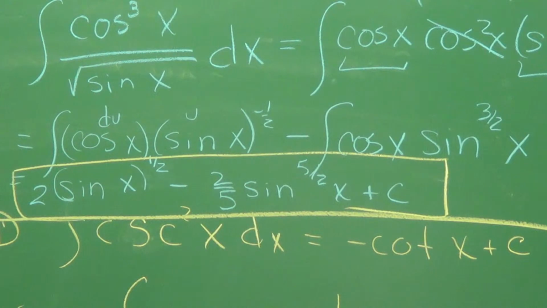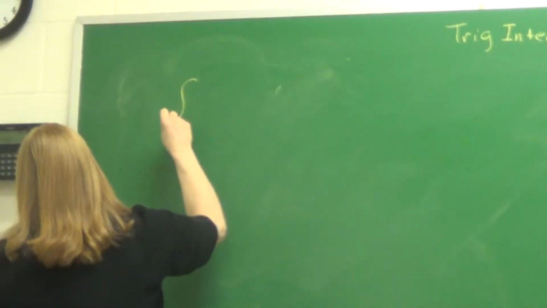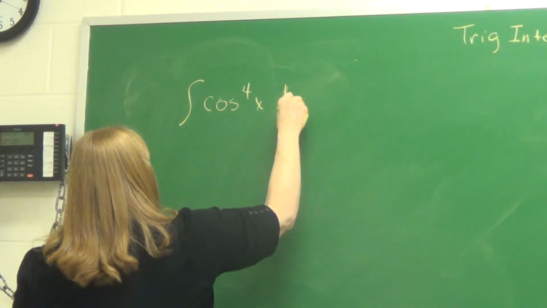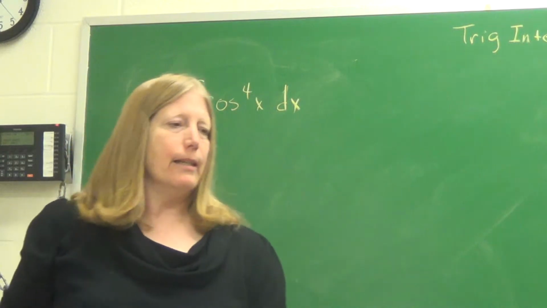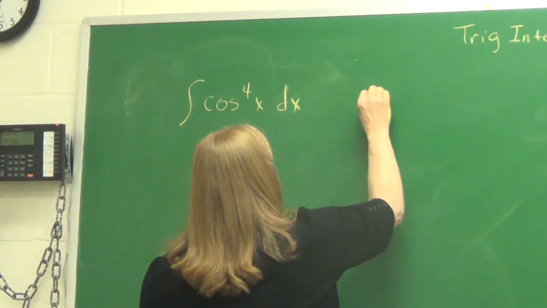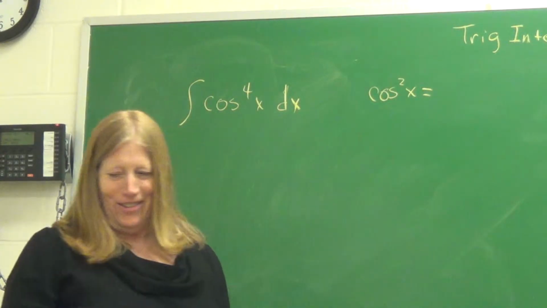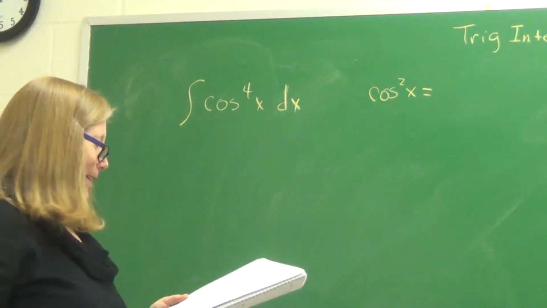The last one we're going to do has not the odd guy in it. It's all even. So if you would write our last example, it's going to be the integral of cosine to the fourth x dx. And what we're going to do with that one is we're going to use a trig ID. And I think when I was sitting in your place in calculus class, I did not remember this trig ID. So hopefully you had a better memory than I did.